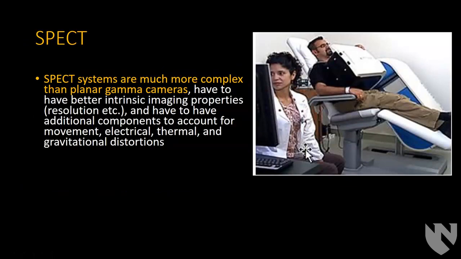So SPECT CT machines have to be more complex than just regular planar cameras because they have to have better imaging properties, and they have to have additional components to account for them moving around and to not have issues with the detectors being out of alignment and that sort of thing.